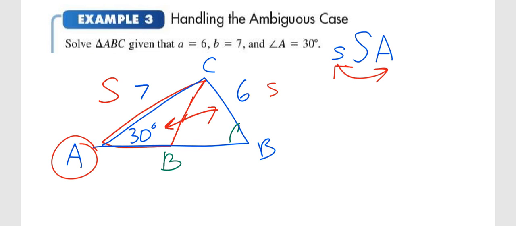So there are 2 different possible triangles, and we need to solve them both. It's like we're solving 2 different questions at the same time. It's awesome.